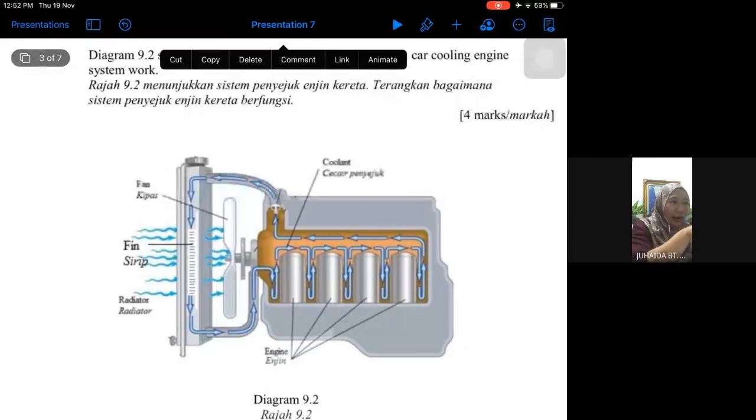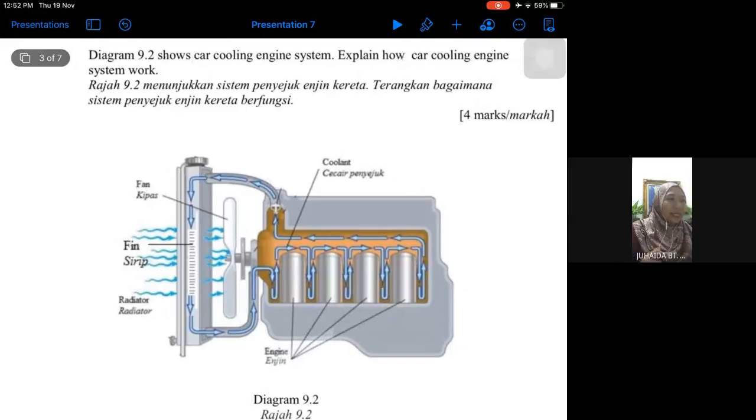So dekat radiator tu ada kipas. So kipas tu dia akan sejukkan air yang panas tadi. Macam air panas yang ada dalam cawan, you tiup kan? You bagi angin, betul tak? You tiup air tu. Apa jadi dengan air tu? Sejuk, betul tak? Kalau you minum air, teh panas contohnya dalam cawan kan? You tiup air pada permukaan air panas tu kan? So air dia akan sejuk.